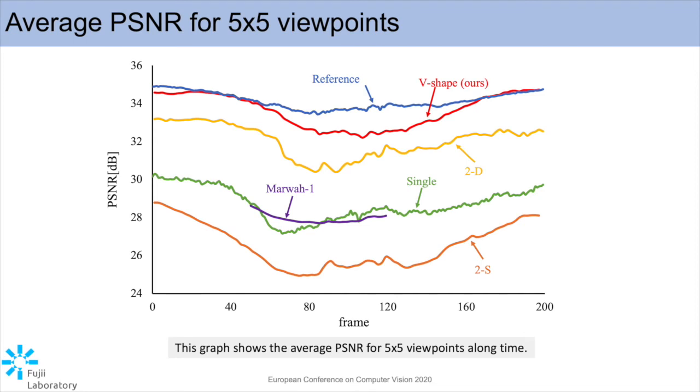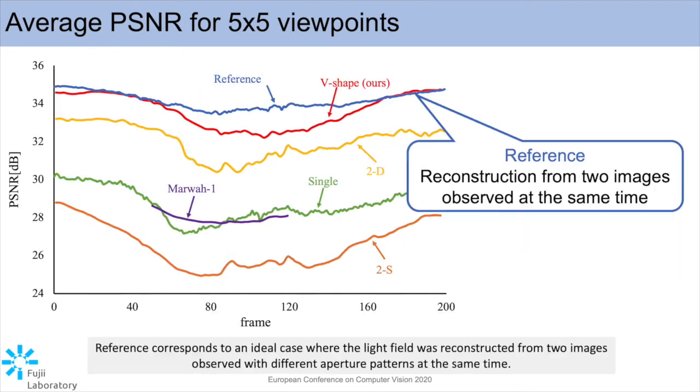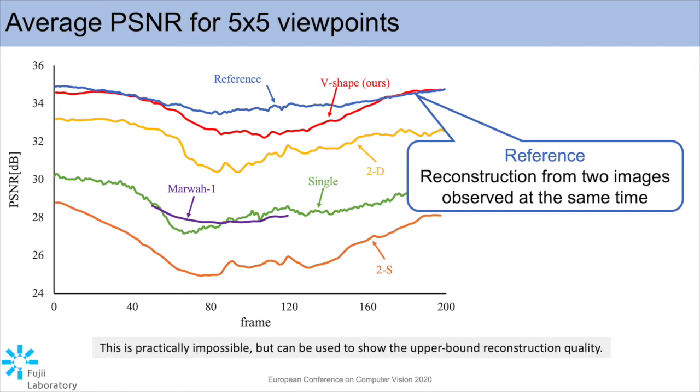This graph shows the average PSNR for 5x5 viewpoints along time. The horizontal axis is time, and the vertical axis is reconstruction quality. Reference corresponds to an ideal case where the light field was reconstructed from 2 images observed with different aperture patterns at the same time. This is practically impossible, but can be used to show the upper bound reconstruction quality.